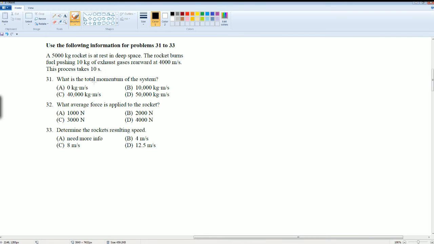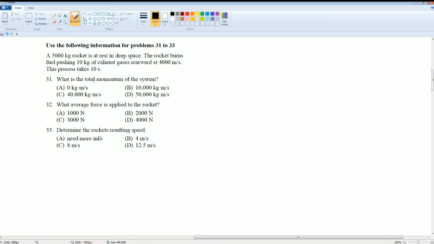A fifth, here using this information, a 500 kilogram rocket is at rest. The rocket burns fuel at 10 kilograms of exhaust, and so on. This process takes 10 seconds. 31. Okay. What is the total momentum in this system? Alright. So, what is the total momentum in this system?